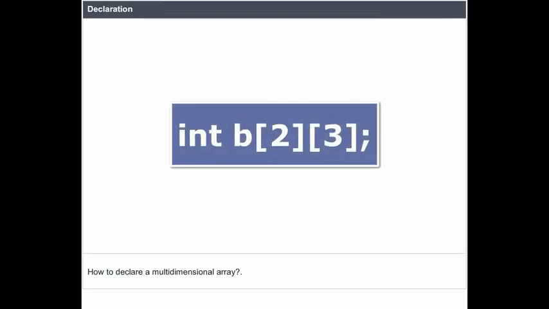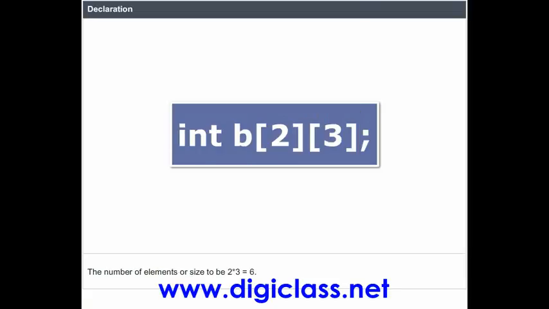Declaration. How to declare a multi-dimensional array? int b[2][3]; The name of the array is b. The type of the array element is int. The dimension is 2, with 2 pairs of brackets. The number of elements, or size, is 2 times 3, which is equal to 6.